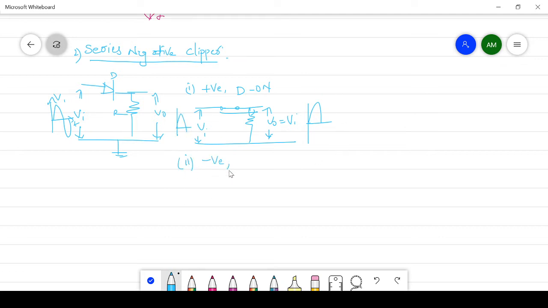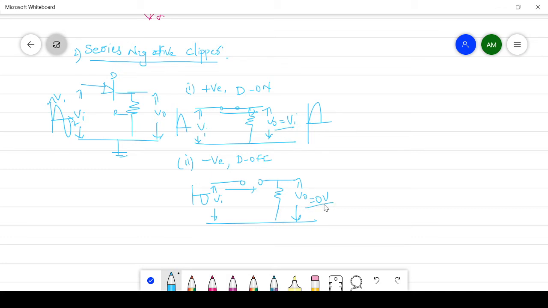Next, when the negative voltage is given to the anode of the diode, then the diode is in reverse bias. Reverse bias is nothing but the diode is off, and diode off is nothing but an open circuit. So when we apply the negative half cycle, the diode is an open circuit, then the output voltage V naught is equal to 0 volts. There is no current flow in the circuit, so the output voltage is 0 volts.